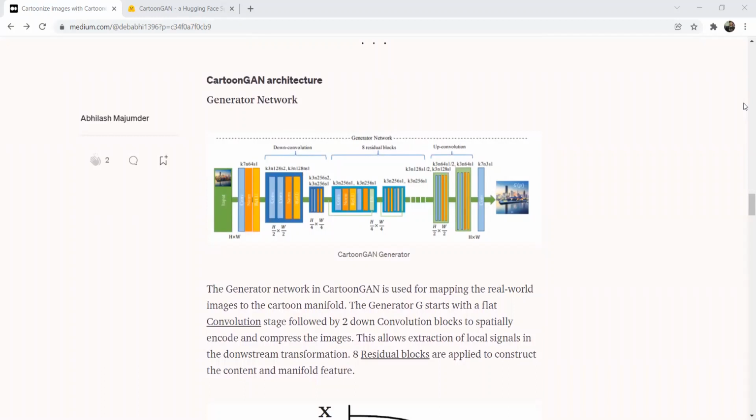The generator G starts with a flat convolution stage followed by two down convolution blocks. Now this is very important because it has to downsample those images to spatially encode and compress the images. This allows extraction of local signals in the downstream transformation. 8 residual blocks are then applied to construct the content and the manifold feature.